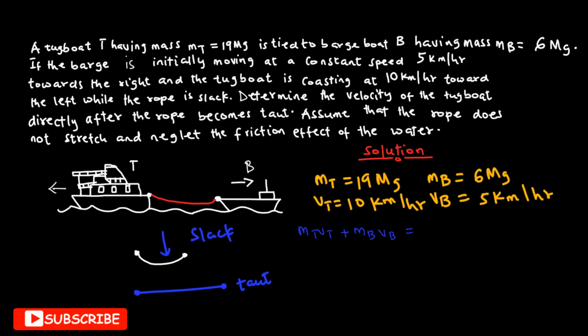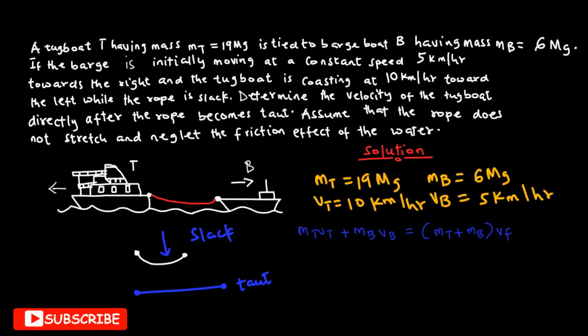For the final momentum, since the rope joining these two boats will become taut, that means they are going to be moving at the same velocity. So you are going to have mt plus mb, multiplying the final velocity.